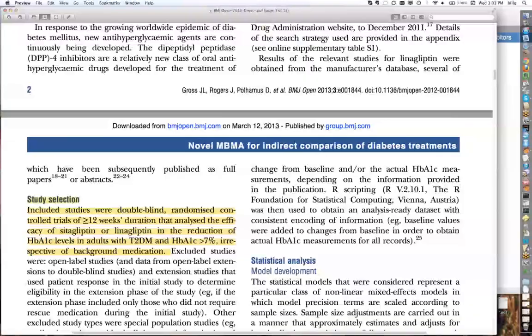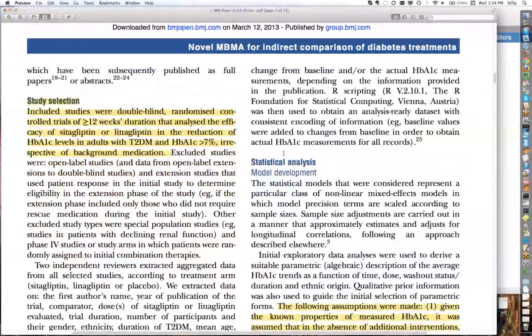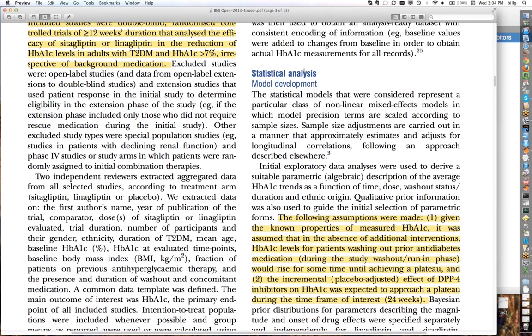It goes through a fair discussion of the study search and selection process, the criteria for the studies. So, for example, it's stating that the studies were double-blind, randomized, controlled trials that were at least 12 weeks in duration, that looked at either sitagliptin or linagliptin with respect to changes in HbA1c levels. Of course, the patients had to be type 2 diabetic patients, and there was a criterion on HbA1c: baseline HbA1c had to be greater than 7%. Now that I said that, I don't remember whether that was at baseline or screening, probably at screening.